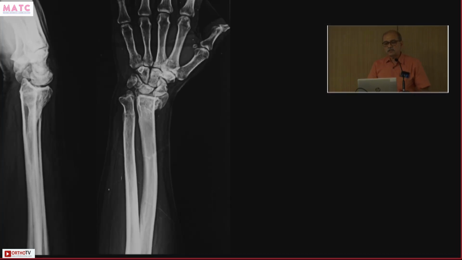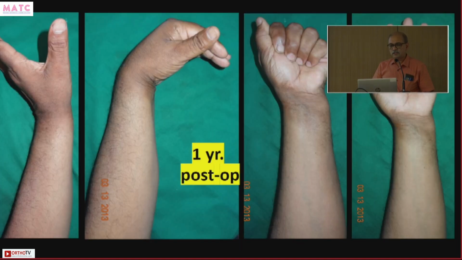And you can see that this ulna has completely healed in line with whatever requirements of the DRUJ, and patient has got a fully functional hand without any pain in the supination and pronation. And that is his function at 1 year.